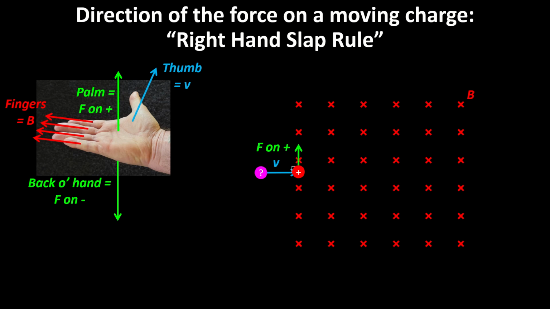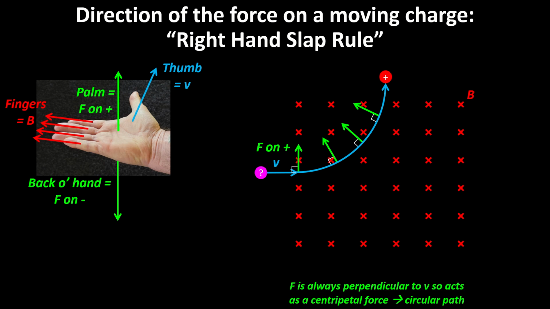So as the particle moves, an interesting thing happens. It'll move and get deflected upwards, but as it moves, the direction of the force also changes. The force is always perpendicular to the magnetic field. So we've got a force that's changing direction and is always perpendicular to the velocity. That means it shouldn't speed it up or slow it down, but it also acts as a centripetal force. So you get a circular path, because it's always perpendicular to the velocity.